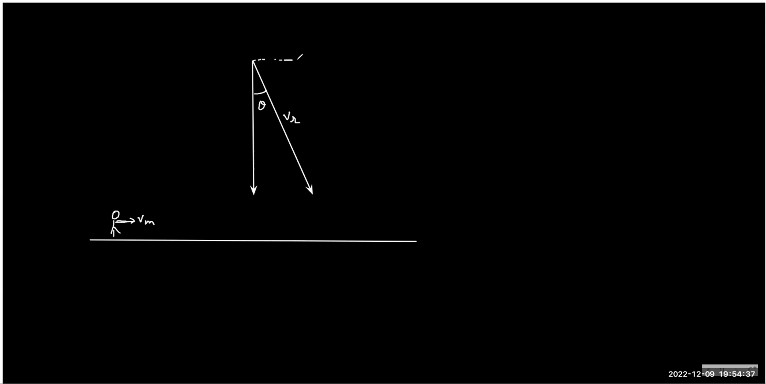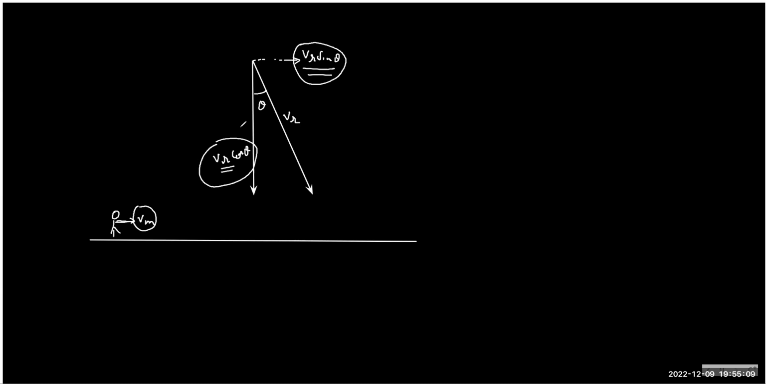One is VR sine theta, another will be VR cos theta. Why I'm saying this? Let me tell you. Because the rain will have two components, VR sine and VR cos, and the man will also have the horizontal component. If these two components match each other, then you won't be able to see this component. It means only the vertical component will remain.